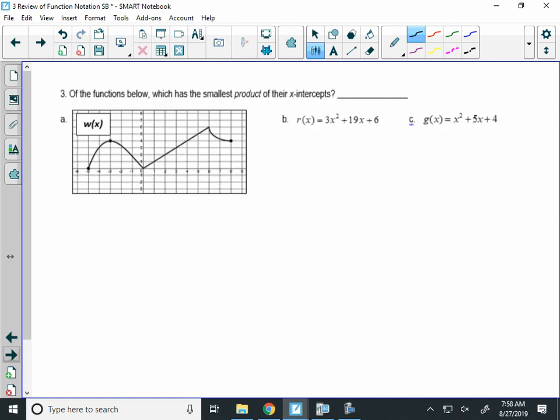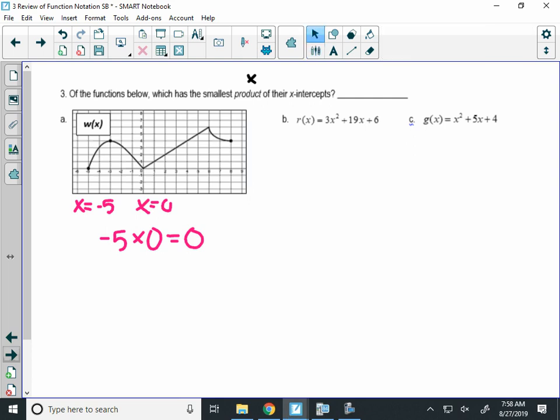All right, last one. Of the functions, which one has the smallest product of their x-intercepts? Product means you're going to multiply. So here you just got to think a little bit. The x-intercepts on this graph, we have an x-intercept at negative 5 and an x-intercept at 0. Negative 5 times 0 equals 0. Okay, that's the product of the x-intercepts for A.